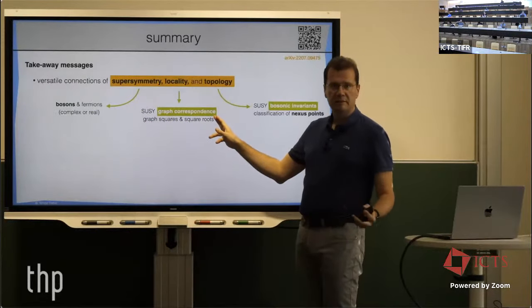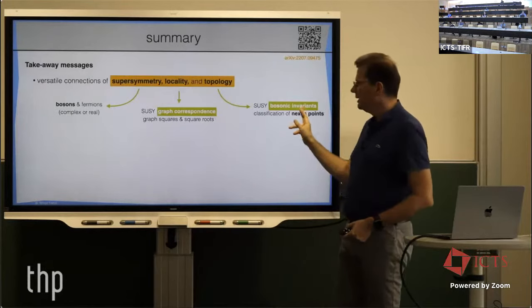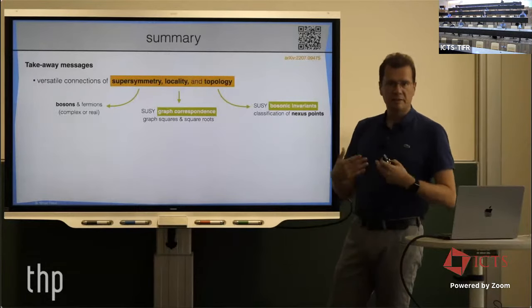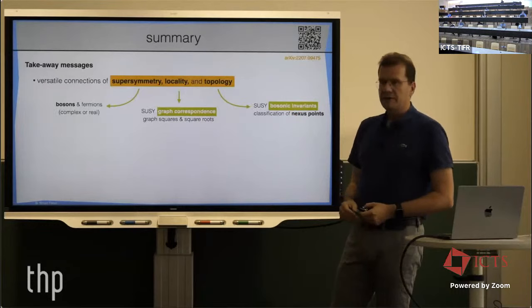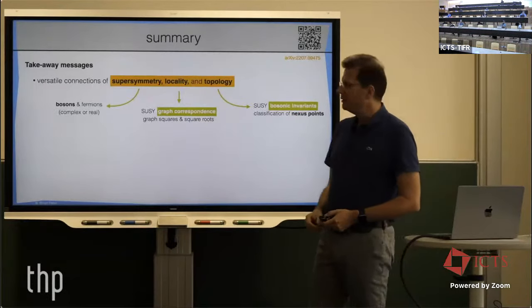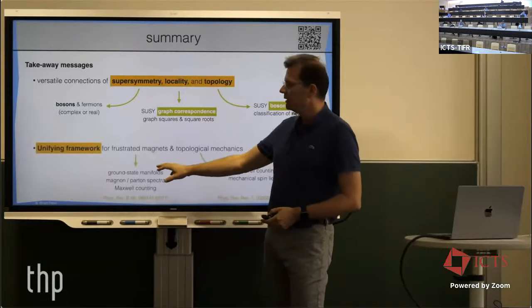Supersymmetry and locality allowed us to do this graph correspondence. And in topology, we discussed novel types of bosonic invariants, and we had this classification of the nexus points for the supersymmetric charge operator.